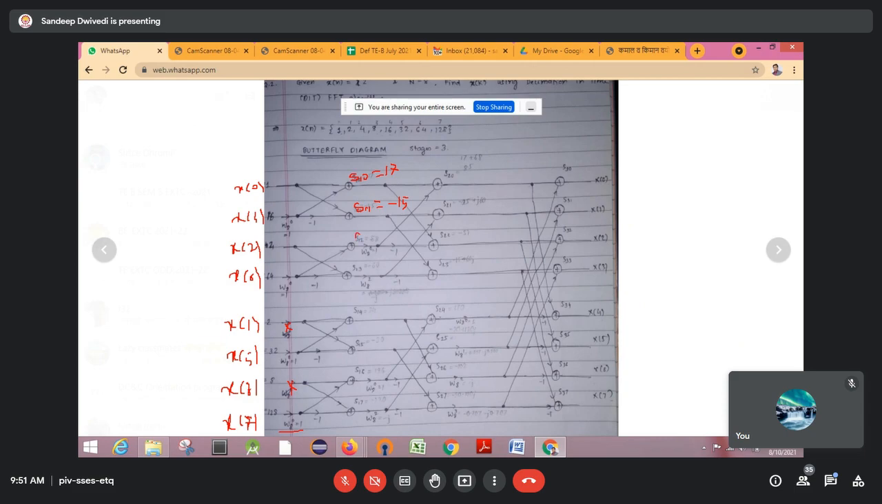Please check it. And then x1 of 2. For this also, two inputs are there. First x of 2 and then x of 6. So x of 2 is 4 and x of 6 is 64. So this will be 68. Please check. This is 68.